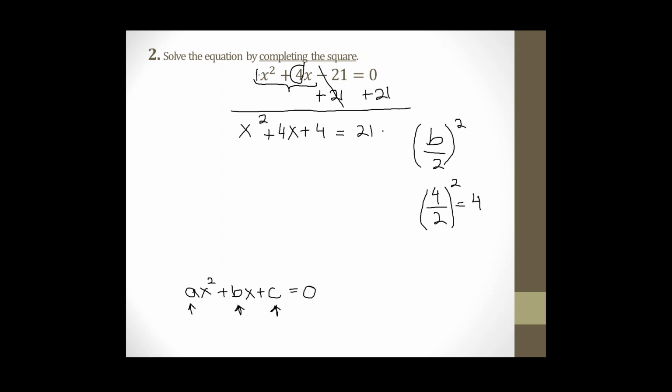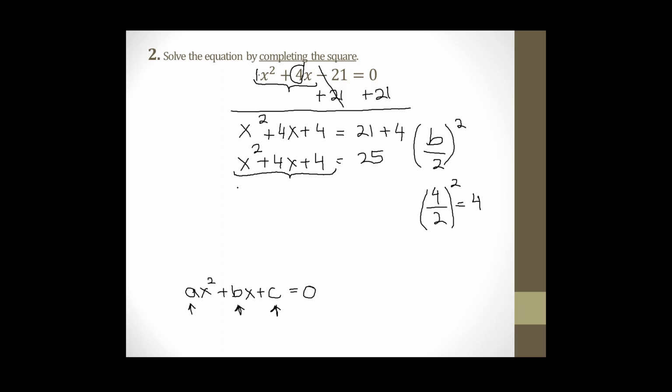So I said adding, and that's what we're going to have to do, add 4 to both sides. So now let me just rewrite x squared plus 4x plus 4, and on this side 21 plus 4 should give me 25. So this part here now is a perfect square trinomial if I did it correctly.